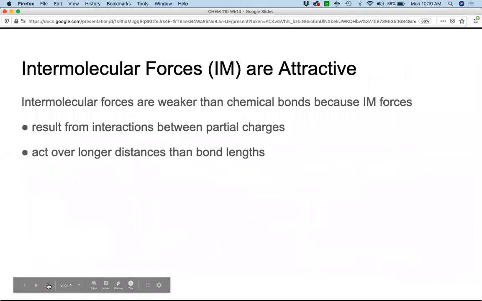So important that we define our terms here. Intermolecular forces are thought to be attractive forces. So they're weaker for 2 reasons. They result from interactions between partial charges. So if you remember, we use the partial charge delta positive and delta negative, and they act over longer distances than bond lengths. So a good way to think about this is that you can have intermolecular forces that are attractive even if molecules aren't right next to each other. So they can act over slightly different distances than what we think of in terms of bond lengths.